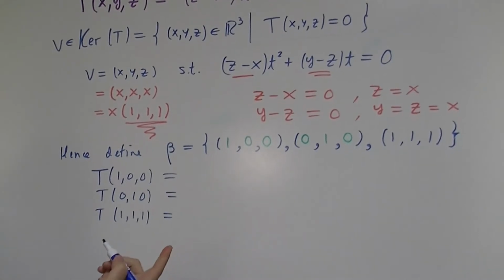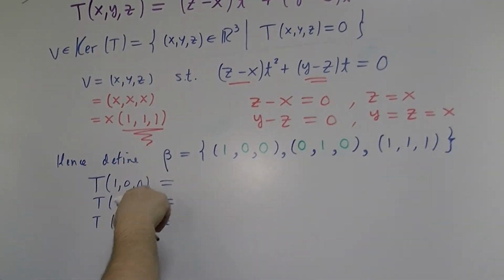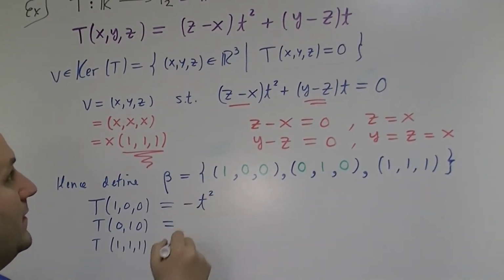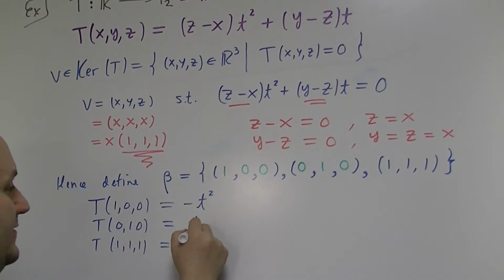You've got to go back to the definition of the thing, right? So that means x is equal to 1, y and z are 0, so I get minus t squared. This is T of (0, 1, 0). So y is 1. Right, so I get t, right? And we already know that T of (1, 1, 1) is 0.